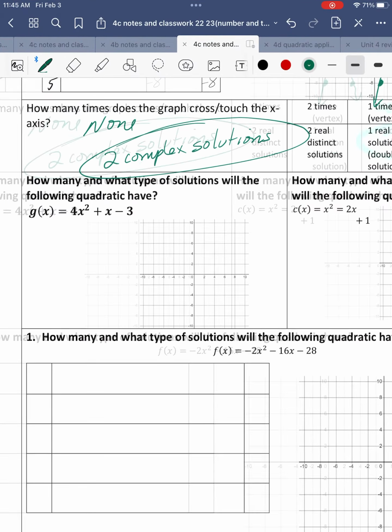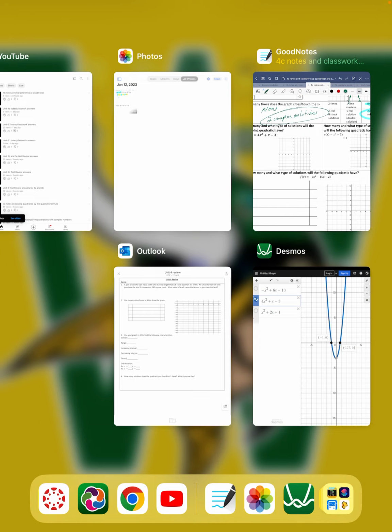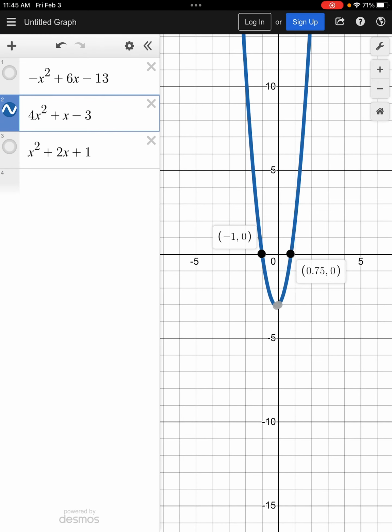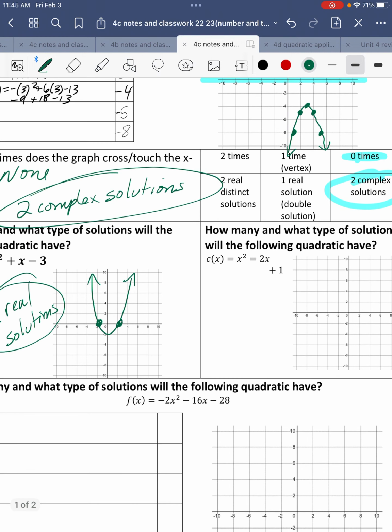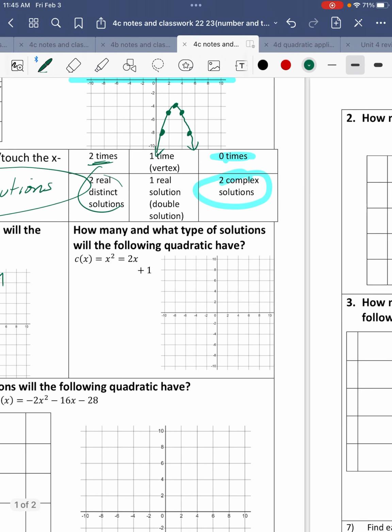Those are real numbers. I'm just going to draw a general graph of what it looks like on here. It would look like this. It would cross the x-axis twice, so that's 2 real solutions. You could say distinct, meaning they're different numbers. So it crosses twice, so 2 real distinct solutions.